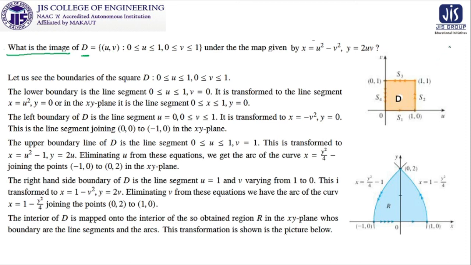So look at this diagram, look at this picture. This is your D and D is in terms of U and V. So this axis is U, this axis is V. And the range of U is given 0 to 1, V is given 0 to 1. So obviously if U goes from 0 to 1 and V goes from 0 to 1, we will get this square structure. But the mapping is done, that means something is constructed with the help of U and V, and they are X and Y. X is constructed by U square minus V square and Y is constructed by 2U into V.